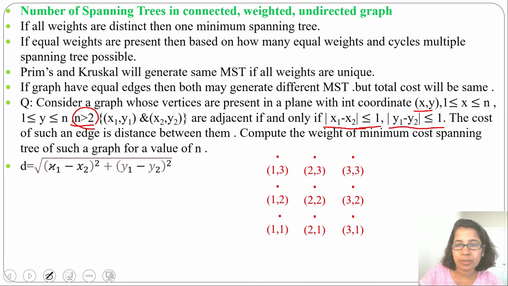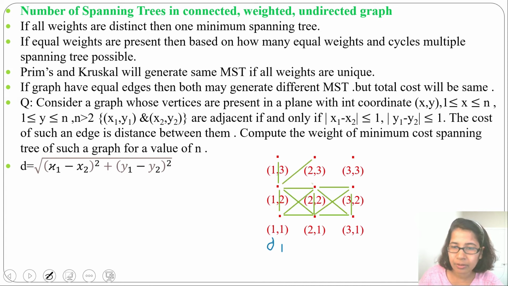So two vertices will be adjacent if |x1 minus x2| less than or equal to 1 and |y1 minus y2| less than or equal to 1. Let's check these two. So 2 minus 1 is 1, 1 minus 1 is 0. So both are less than or equal to 1, that's why they are adjacent. Then 2,1 and 3,1 are adjacent, 3 minus 2 is 1. Next 1,1 and 1,2 are adjacent, 2 minus 1 is 1, 1 minus 1 is 0. Both are less than or equal to 1, they are adjacent. So like this, let's draw all the adjacent edges. Next we'll find the weights.